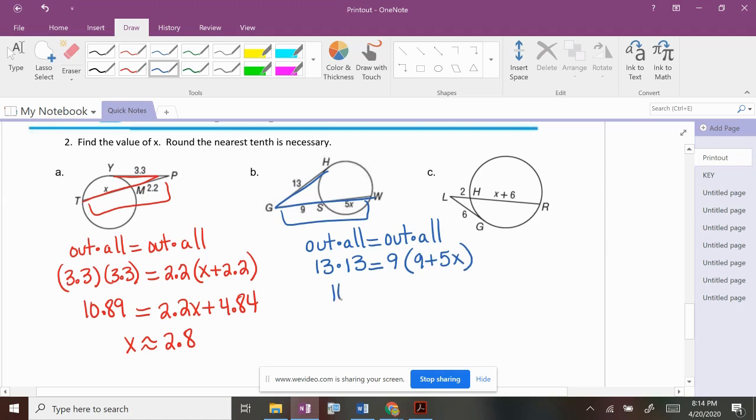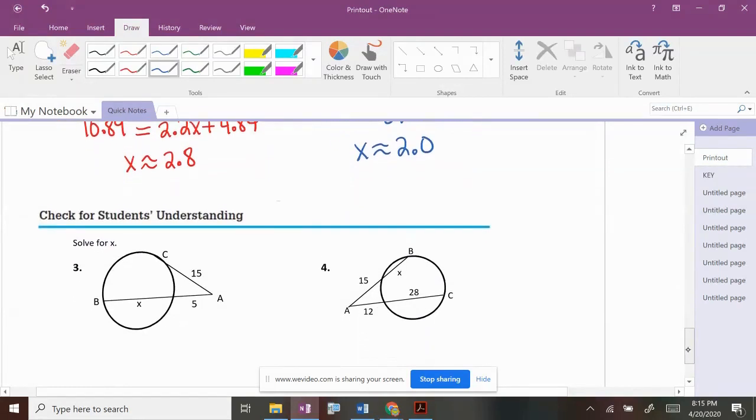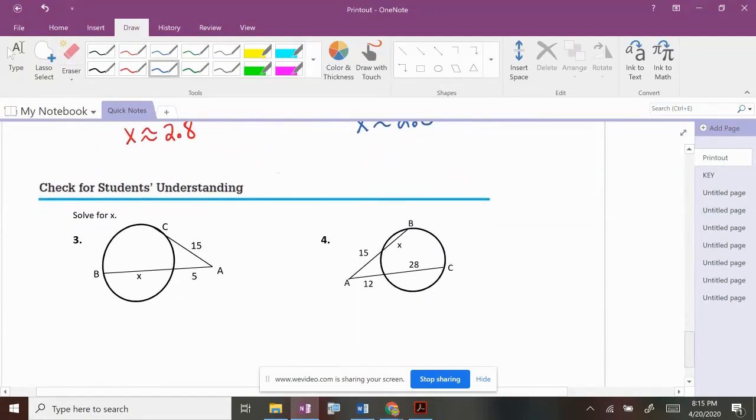Doing the math, you get 169 equals 81 plus 45x. Subtract 81, divide by 45, and you get pretty close to 2.0 for that one. Okay, so finding what the x value is. The last part of the notes, just a quick check for understanding. You might see these questions later on, but again, just to emphasize, what do you have here for question 3? You have a tangent secant using out times all. Question 4, you have two secants and the formula out times all.